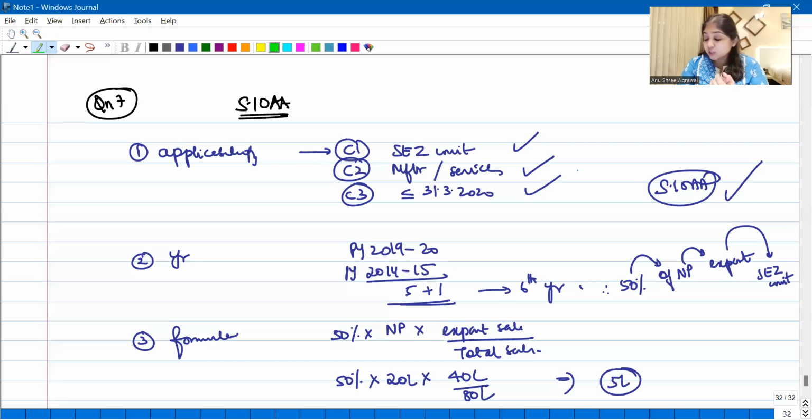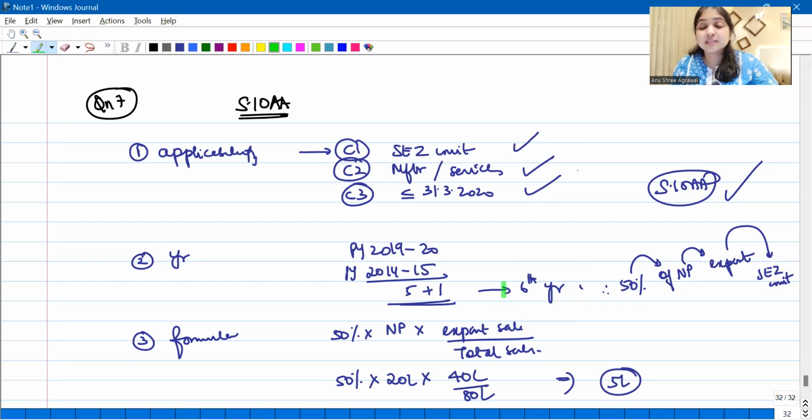Did you set it up on or did you commence on or before 31st March 2020? If all these 3 conditions are fulfilled, you will first of all conclude that okay, 10AA is applicable. Once you conclude 10AA is applicable, check which year are we in right now. Right now, we are in the 5th year. But add a 1 because even the year in which you commenced manufacturing, even that year is going to be considered. So you can say that right now I am in the 6th year.